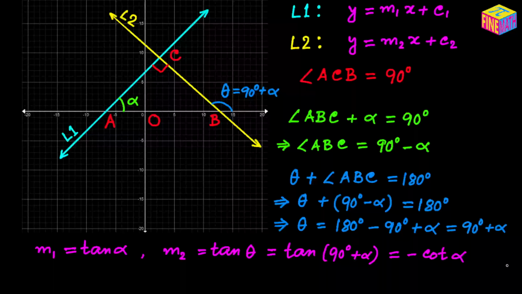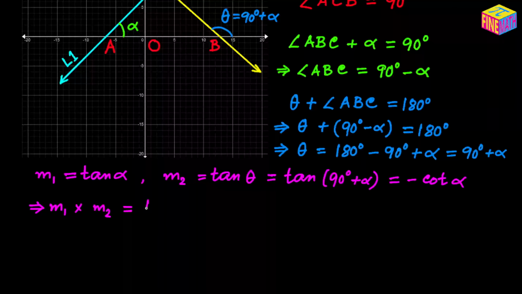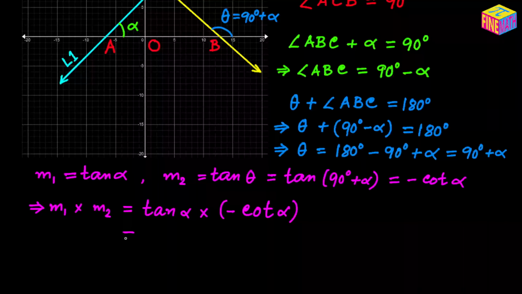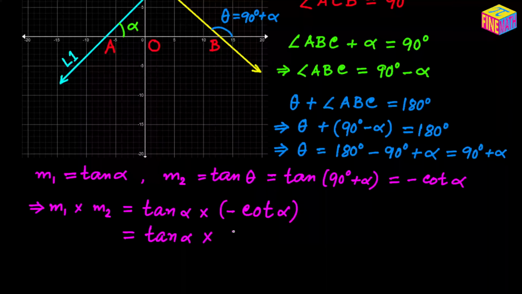Now let's multiply m sub 1 with m sub 2 and see what happens. So that will be equal to tangent of alpha for m sub 1, times, for m sub 2 we can write negative cotangent of alpha. And then if we simplify a little bit, tangent of alpha, let's keep it as is, times negative 1 divided by tangent of alpha, because cotangent is the reciprocal of tangent, so we can write cotangent as 1 over tangent. So negative cotangent alpha would be negative 1 divided by tangent of alpha, and from here we see that this tangent of alpha and this tangent of alpha will cancel each other.